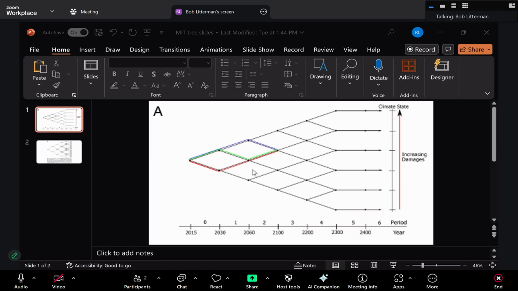And what happens over time is that uncertainty is resolved. If you move from the first period in 2015 to the second period in 2030, moving up means that you've eliminated the possibility of getting to the least damaged state. So it's a bad move. If you move down, you've eliminated the most damaging state. And so that's good news.